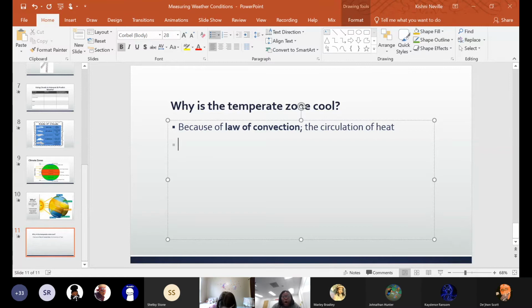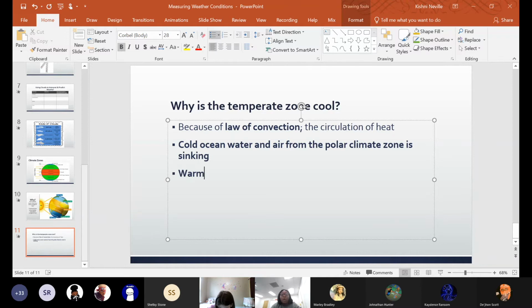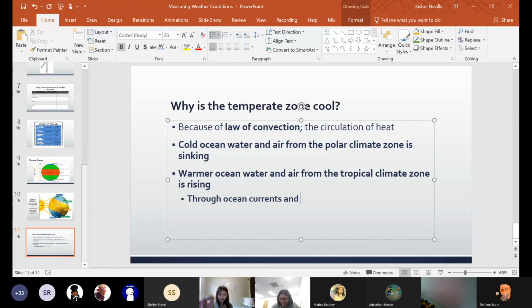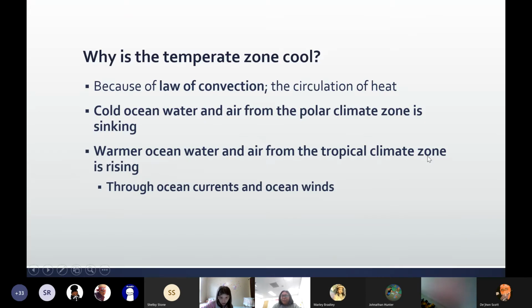It's because cold ocean water and air from the polar region is sinking, and warmer ocean water and air from the tropical climate zone is rising. This happens through ocean currents and ocean winds. We're going to look at some pictures of that in a second, because that may not be very clear to you right now. And that's okay. This is brand new.